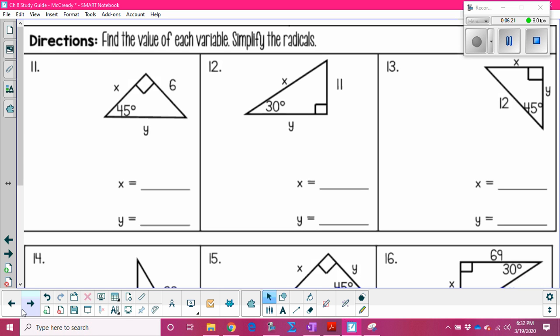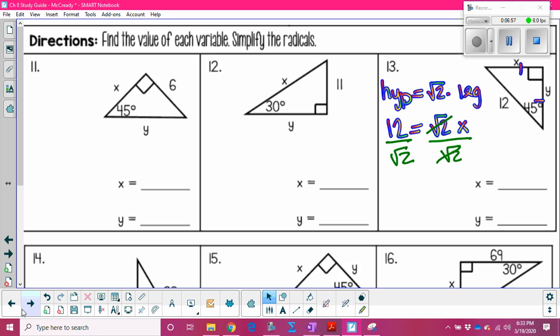Okay, so number 13, we have a 45, 45, 90, meaning it is an isosceles triangle, so we know that x and y are going to be the same. Okay, and for 45, 45, 90, we know the hypotenuse is equal to the square root of 2 times the leg. Here the hypotenuse is 12. So we have 12 equals the square root of 2 times one of the legs. I'm just going to pick x. So we have the square root of 2 times x.